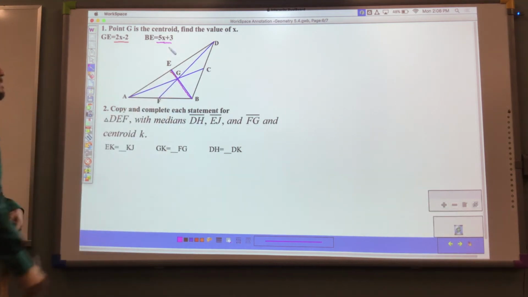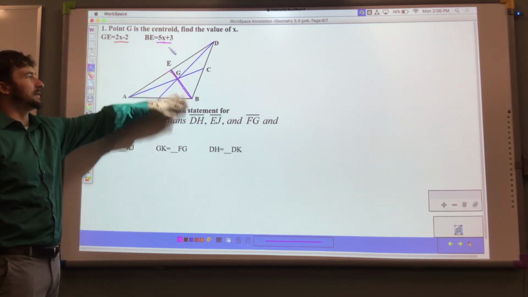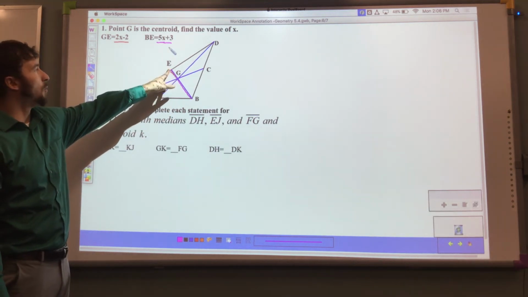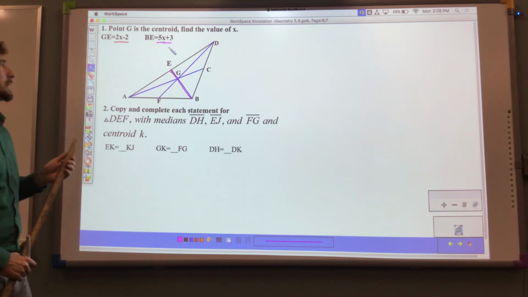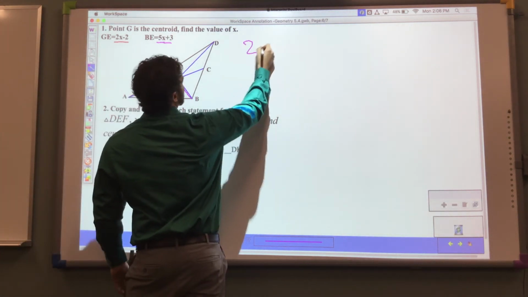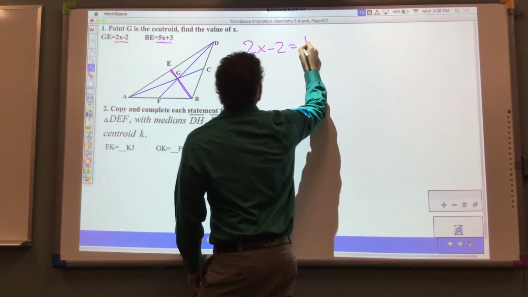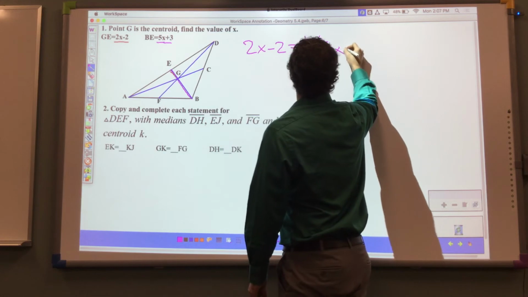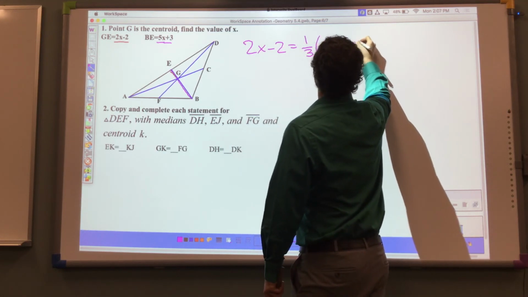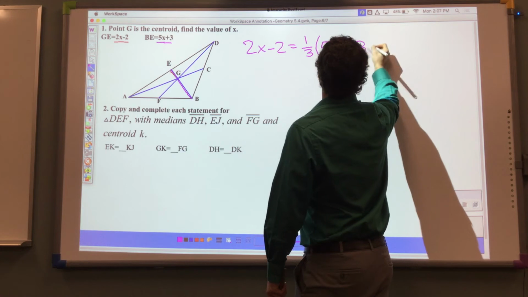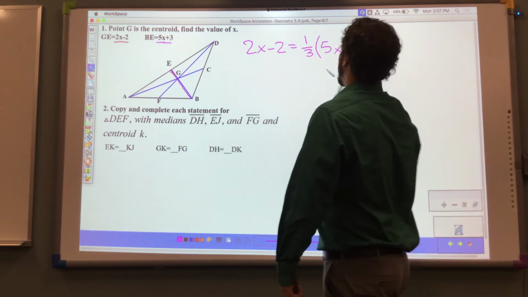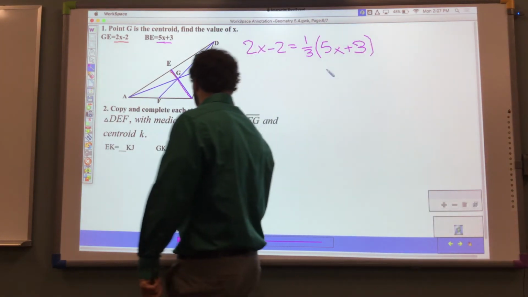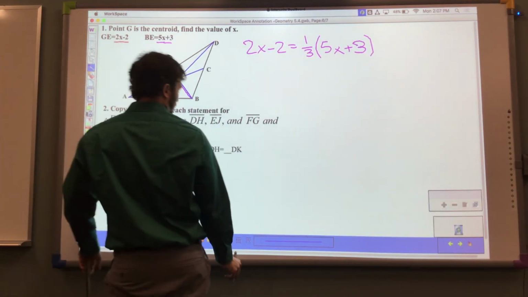So you got to think, okay, obviously GE and BE, they don't equal. But we do know that EG is going to be 1/3 of BE. So we can say that 2x minus 2 equals 1/3 of, which means multiplication, 5x plus 3. Now you could distribute your 1/3, but then you're going to have to work with a decimal. Or you can multiply both sides of your equation by 3.